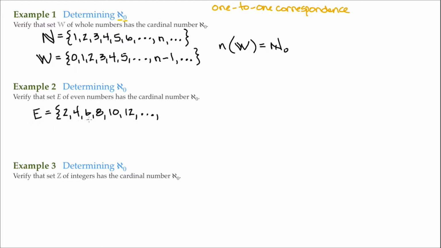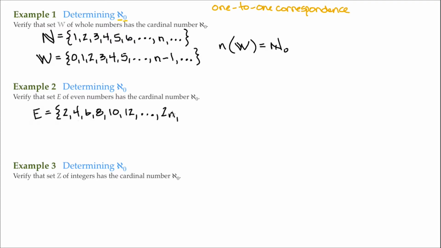Again, this is a specific pattern. I want to have a general pattern also in here. So what makes an even number an even number? Well, an even number has a factor of 2 in it. So I'm going to list this as 2n.